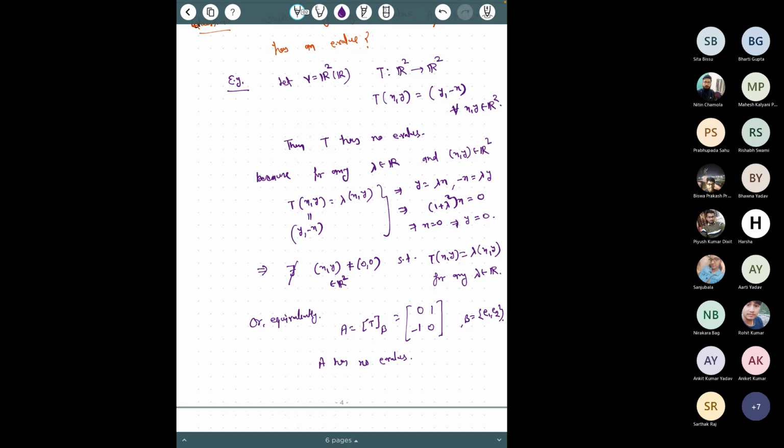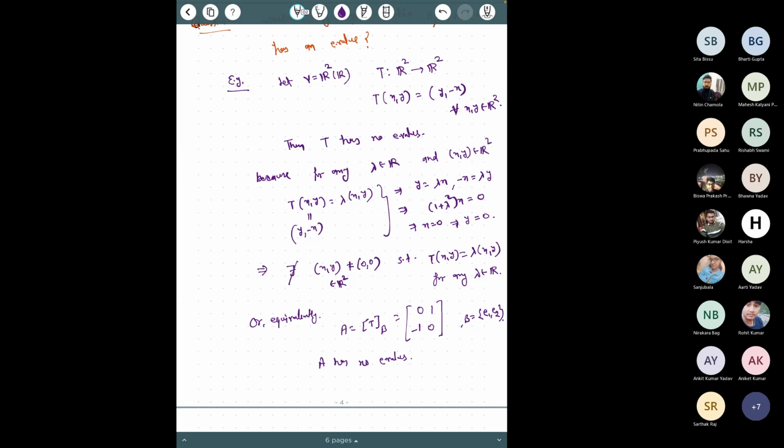So not every linear operator or matrix has an eigenvalue, but if the underlying field is the field of complex numbers, then you can prove that it will always have at least one eigenvalue, and using that you can actually prove that it will have exactly n eigenvalues, where n is the dimension of the vector space. Or if you're talking about a matrix over the field of complex numbers of size n cross n, then it will have exactly n eigenvalues.